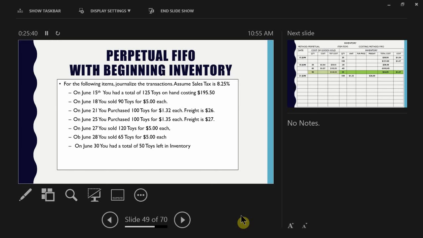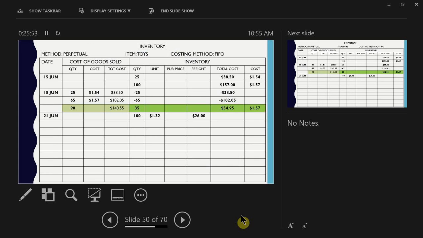So here on June 21st and June 25th, we made 2 purchases of 100 toys, one for $1.32 and one for $1.35. Freight 26 and 27. Okay. So once again, we're going to plug those numbers into our purchases area. Here I recognize my first one, which is the 100 items at $1.32, giving you 132, plus my freight of 26 to give you a total of 158. Which in this case, I calculate my cost per item to be $1.58.